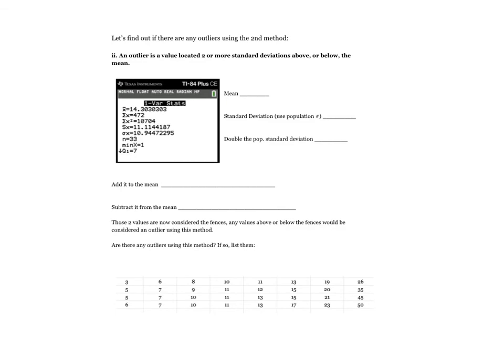Let's see if there are outliers using the second method. The second method was that an outlier is a value located 2 or more standard deviations above or below the mean. So I get the mean from the calculator. I have the printout right there for our states visited data. I have our standard deviation, and we're going to use the population number, which is this one, because we'll call our class a whole population. The standard deviation was 10.9. We'll just round to the tenths place.